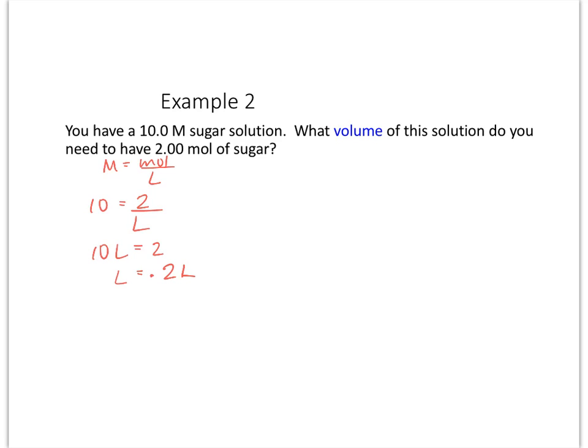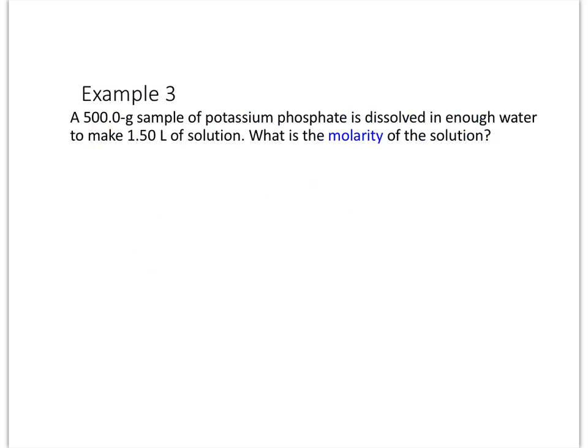The other way you could do this is by using factor labeling. 2 moles times, and this unit is moles per liter, we could flip it. This is 10 molar. If I flip it over, moles would cancel out, and I'd be left with the same thing. Get used to using molarity as a conversion factor. It comes up a lot.